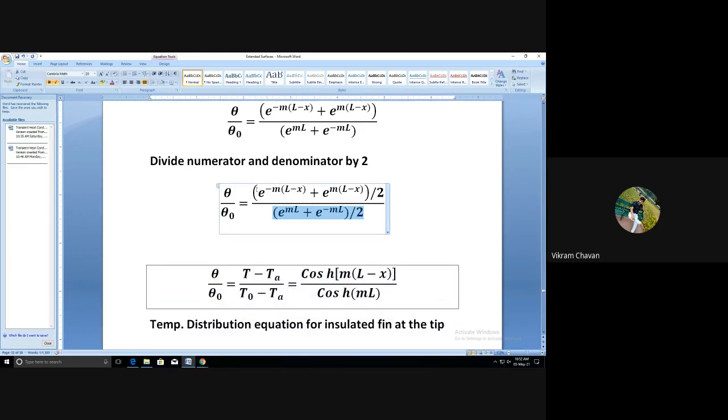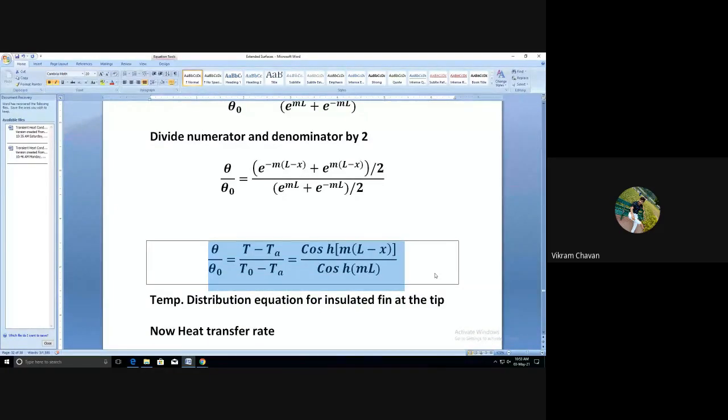Okay, so this particular term we can write as cos hyperbolic of m multiplied by (L minus x) divided by cos hyperbolic of m multiplied by L. So we get the equation as theta divided by theta naught, where theta is T minus Ta and theta naught is T naught minus Ta, equal to cos hyperbolic of [m (L minus x)] divided by cos hyperbolic of m multiplied by L. So this is our temperature distribution equation for an insulated fin at the tip.